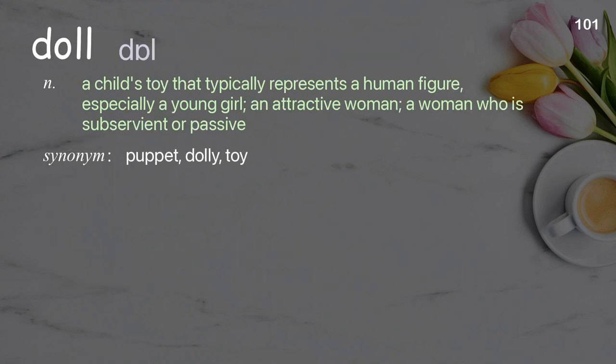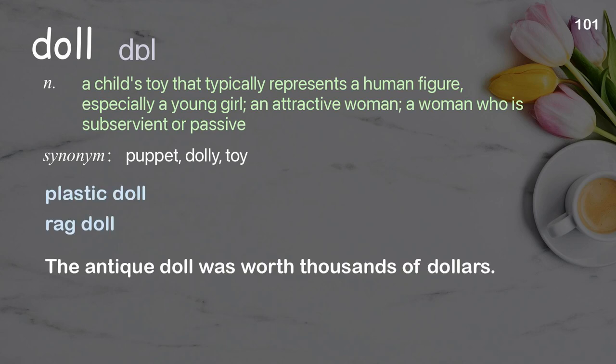Doll: a child's toy that typically represents a human figure, especially a young girl, an attractive woman, a woman who is subservient or passive. Examples: plastic doll, rag doll. The antique doll was worth thousands of dollars.